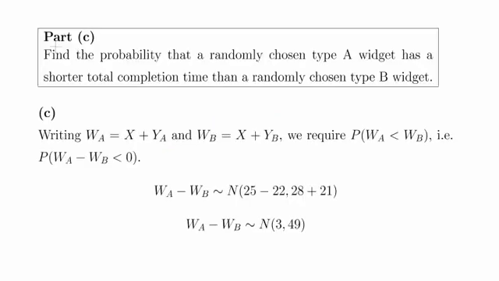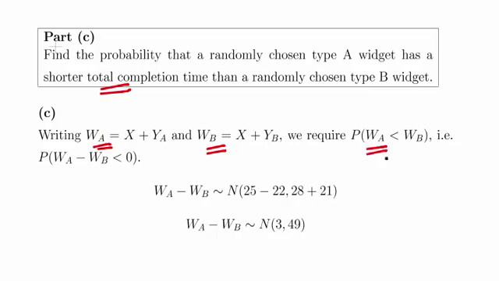Find the probability that a randomly chosen type A widget has a shorter total completion time than a randomly chosen type B widget. This question is very similar to what we've just done previously, but now we're considering both the primary process and the secondary process, X and YA and YB. So we're going to write the total time for both variables as WA and WB. And again, the logic of the question works out the same way as we've done previously.